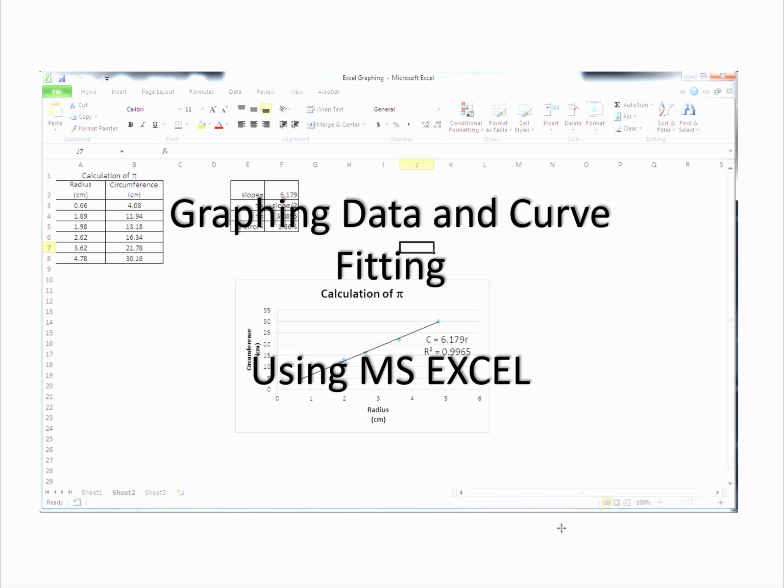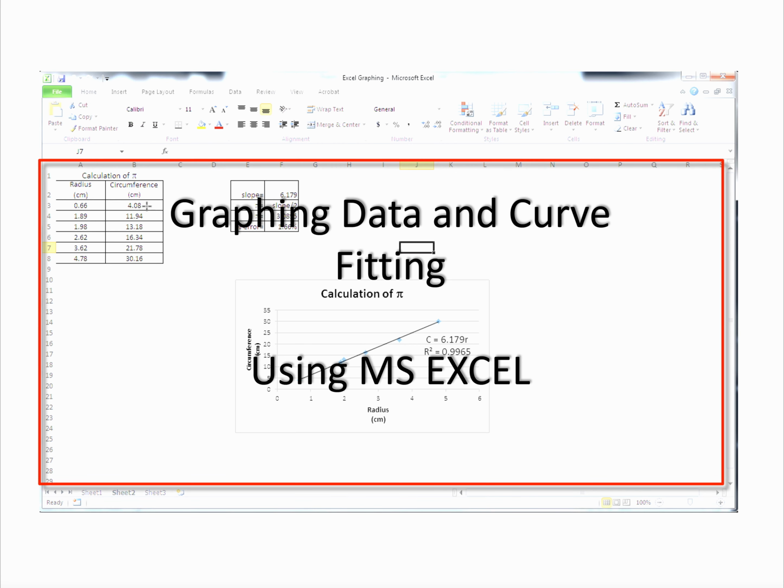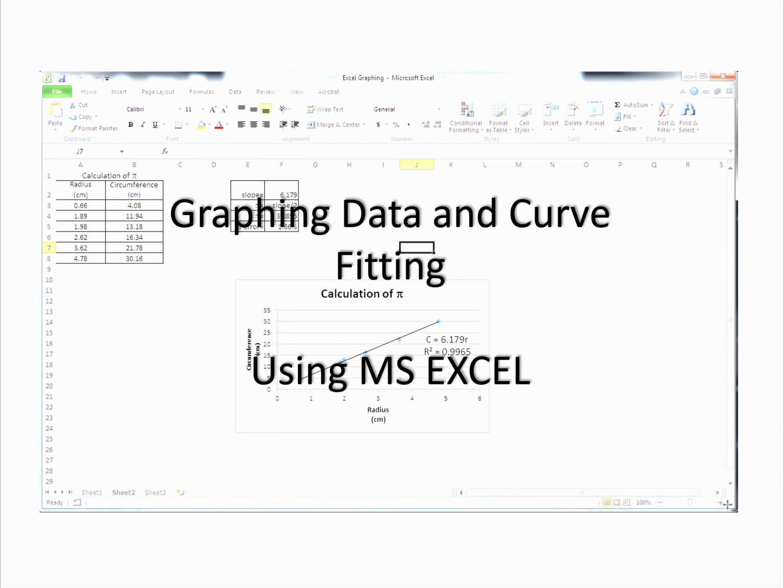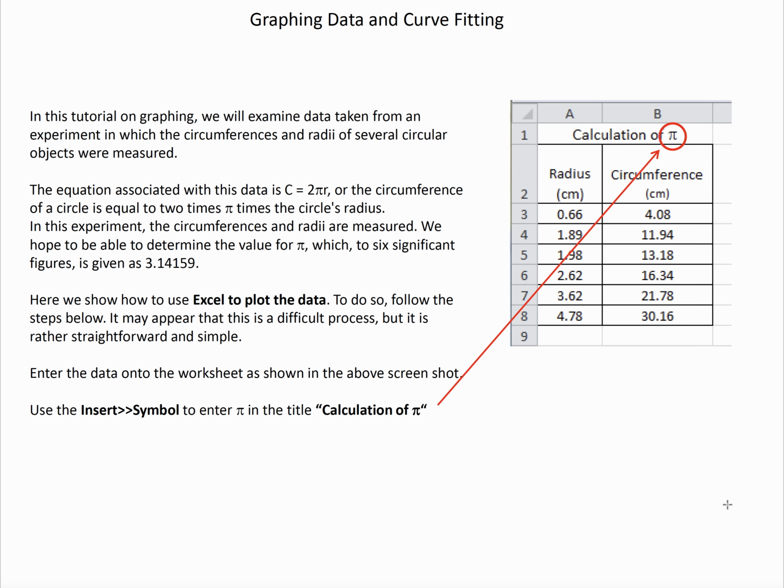When you're done, you're going to end up with something that looks like this page. You're going to have your data, you're going to have your calculations, and you're going to have your chart with all the proper labels and relationships on it for you to import into the lab.